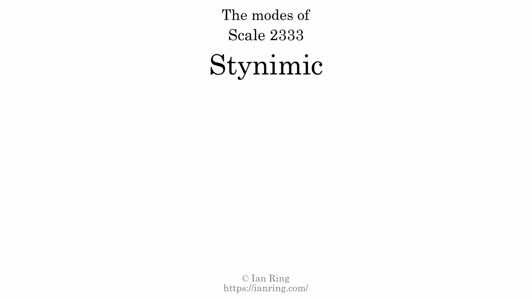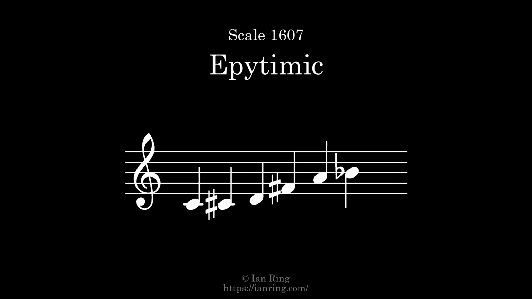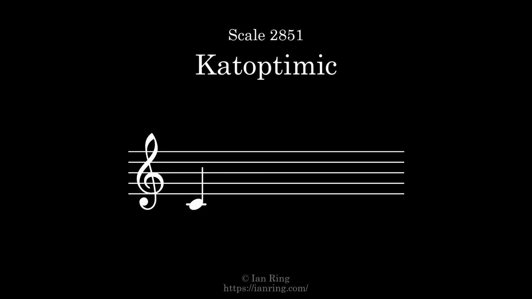This scale has 6 modes. The first mode is itself. The second mode is scale 1607, also known as epithymic. It sounds like this. The third mode is scale 2851, also known as cataptimic. It sounds like this.